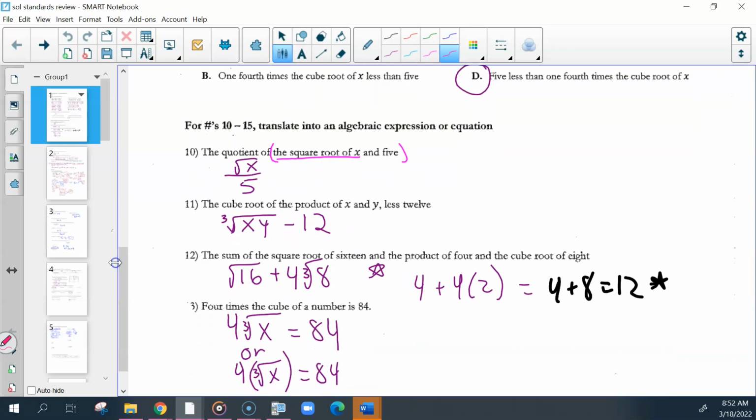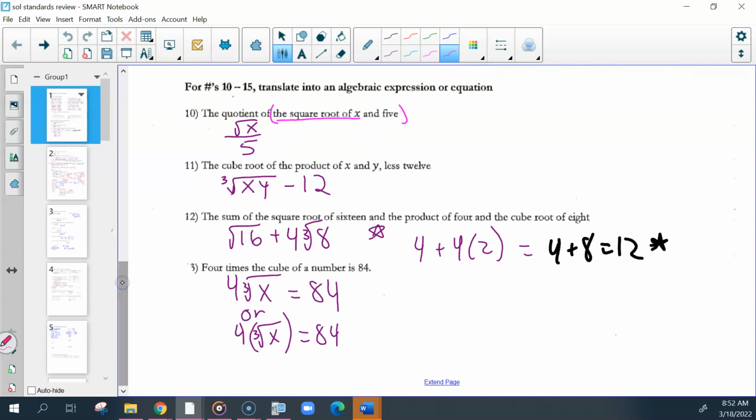For number 10, the quotient of the square root of x and 5 should be the square root of x over 5. The cube root of the product of x and y less 12 would be the cube root of x times y, both underneath the cube root, minus 12. The sum of the square root of 16 and the product of 4 and the cube root of 8 would be the square root of 16 plus 4 times the cube root of 8.